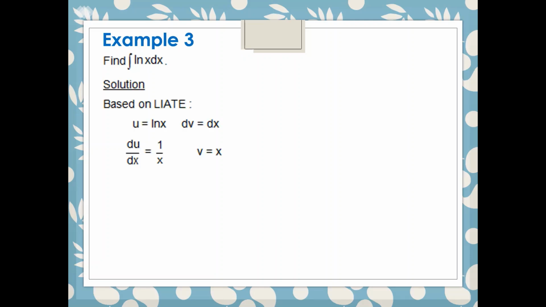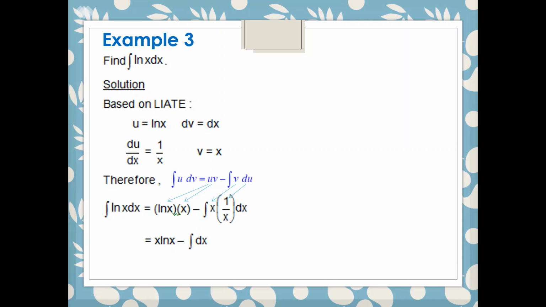Now this integral consists of algebraic and logarithmic functions. As L comes first, u is equal to ln x and dv is equal to 1 dx. Differentiate the u, the answer is 1 over x, and integrate the v, the answer is x. Substitute accordingly into the formula and simplify. You should get x ln x minus the integration of 1 dx. Integrate the new integral, you'll get x ln x minus x plus c as the final answer.